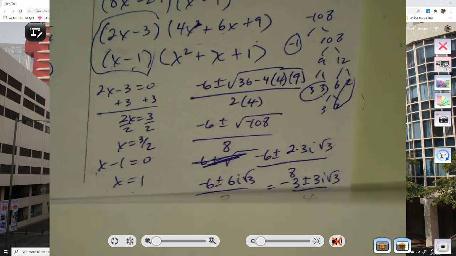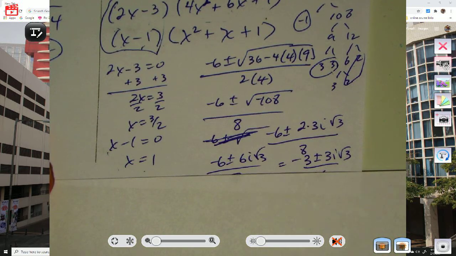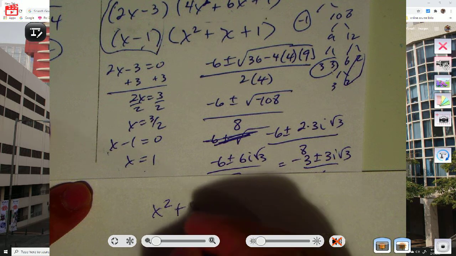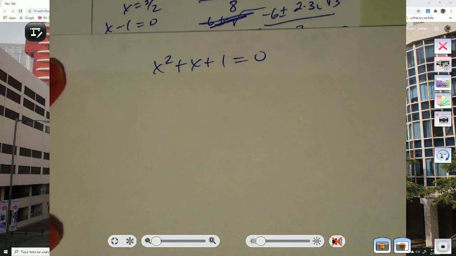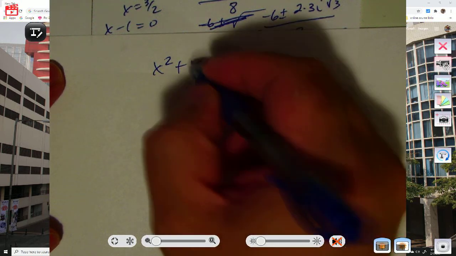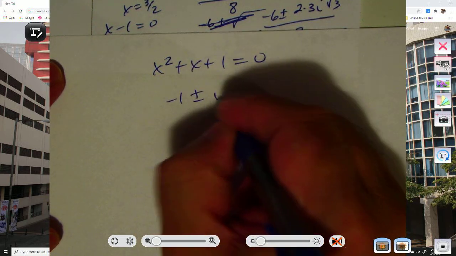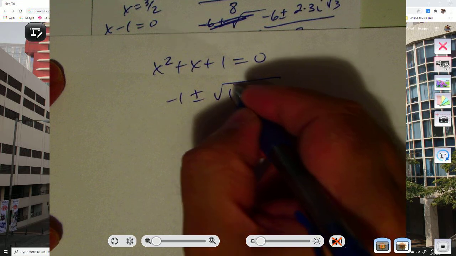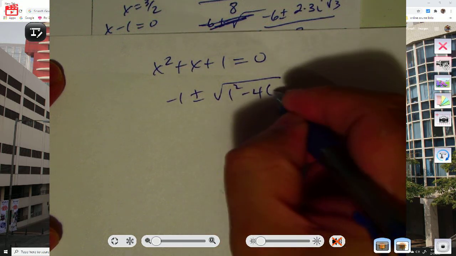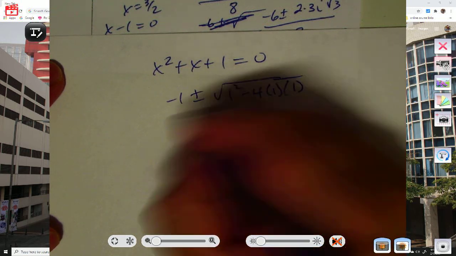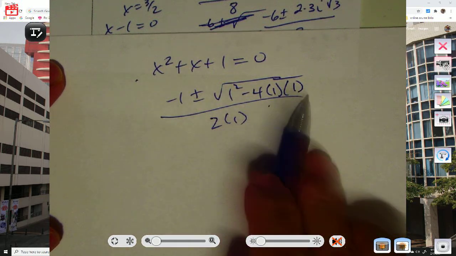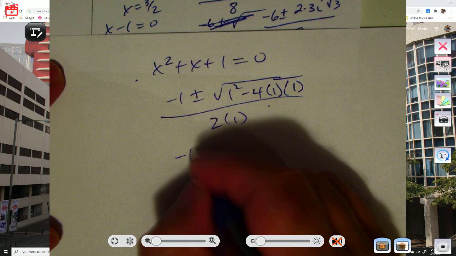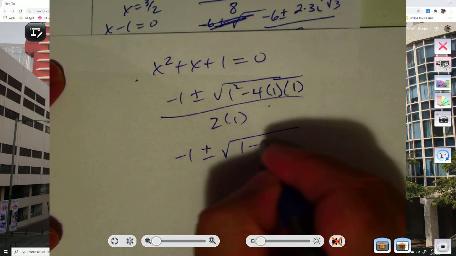So I'm going to put this one here for the x squared plus x plus 1. Right? So I need this x squared plus x plus 1 equals 0. I'm setting that factor equal to 0 using the quadratic formula. B is 1, so it's negative 1 plus or minus a square root. B is 1 again. 1 squared minus 4. All the other values are 1 over 2 times 1. Right? A is 1, C is 1. So negative 1 plus or minus square root of 1 minus 4 over 2.